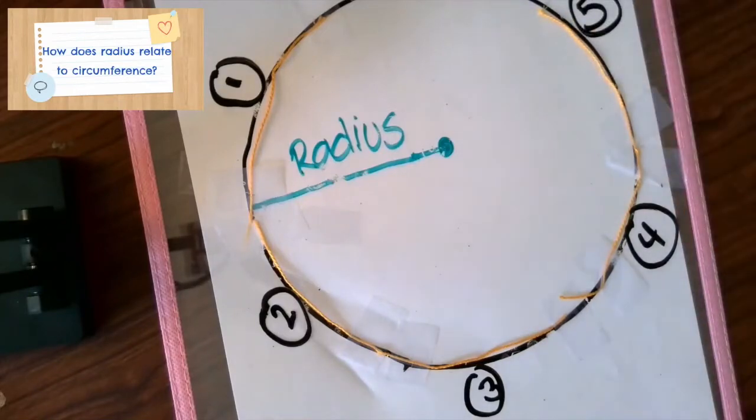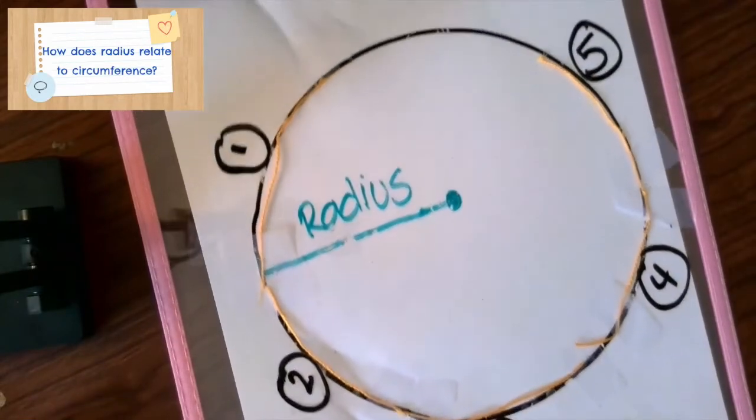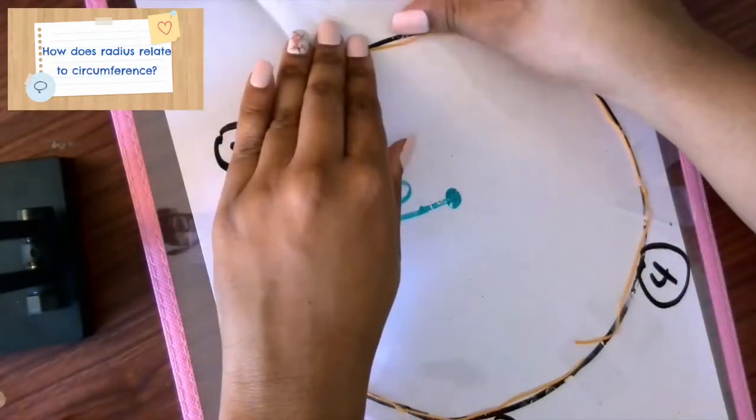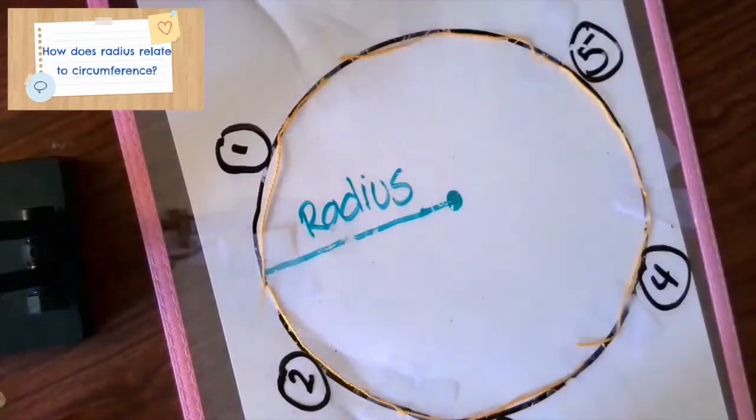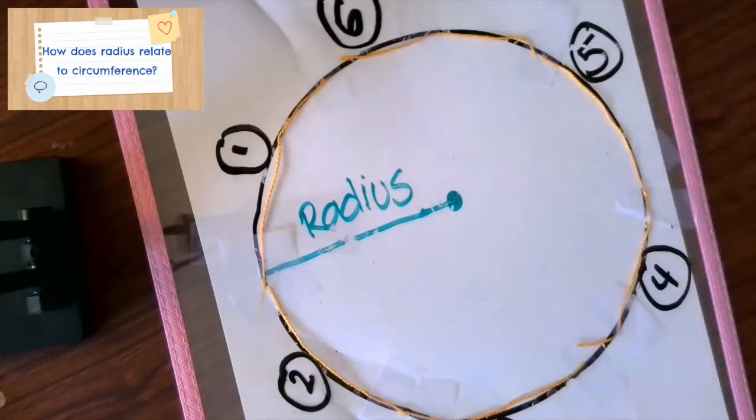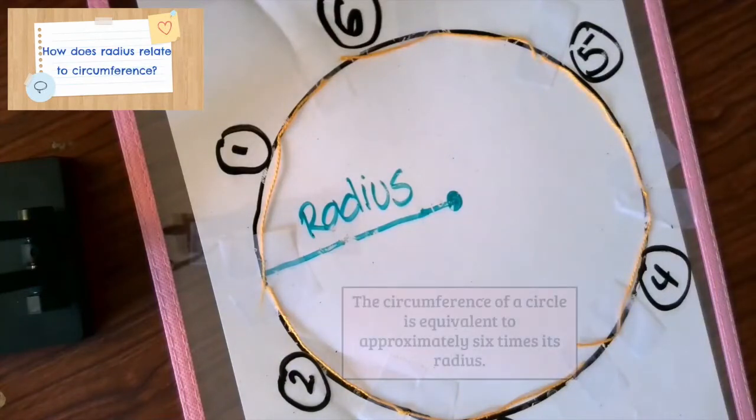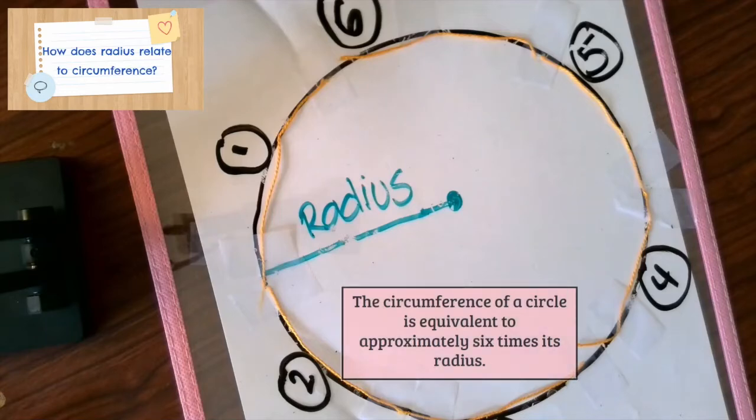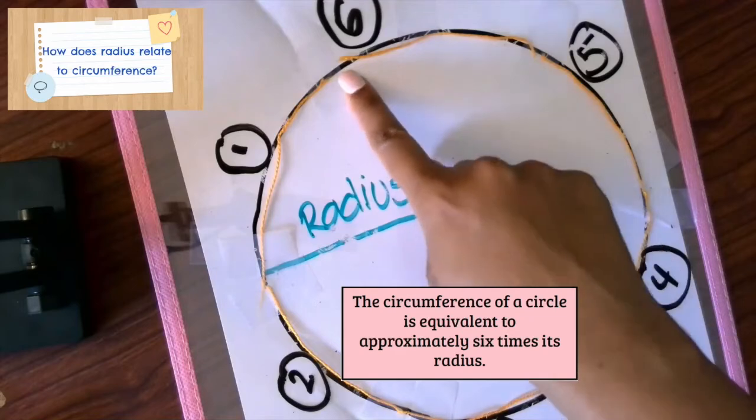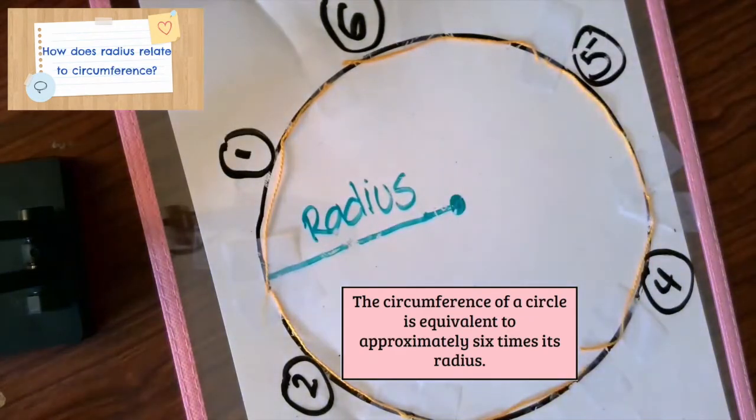And that's 5. Still not enough. All right. So it looks like it's about 6 radii to make it around the circumference of this circle. Now, again, it's not exactly 6 because I have a little space there. So in fact, it would take a little bit more than 6 radii.